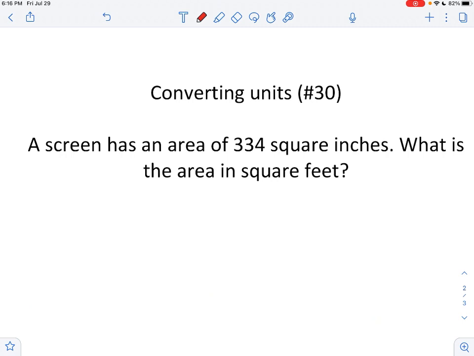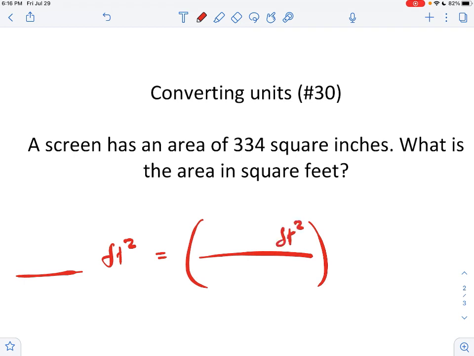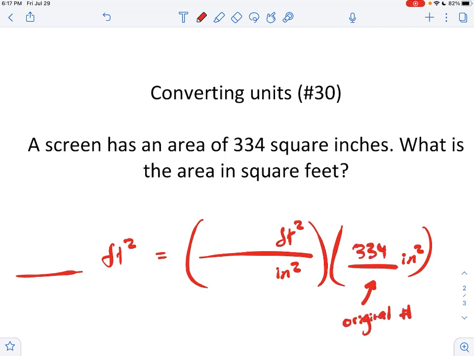So another analytical way that I'll walk you through is, when you're converting units, I want you to write your desired unit here and put a blank. So blank feet squared is going to equal parentheses, a fraction in here with the desired unit in the numerator, the old unit in the denominator, and another parentheses with just a number, which is your inches squared. Here you put your original number, which is 334 inches squared.